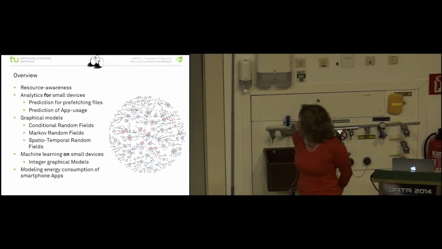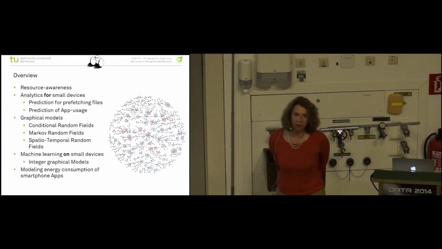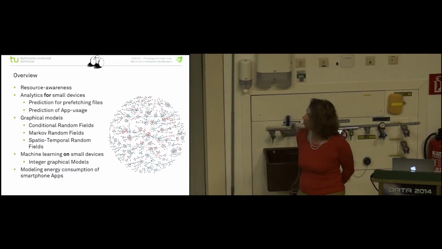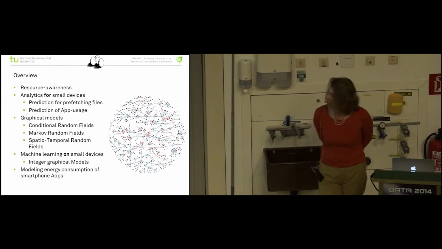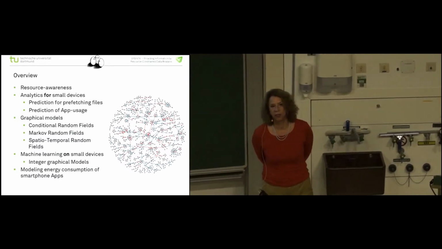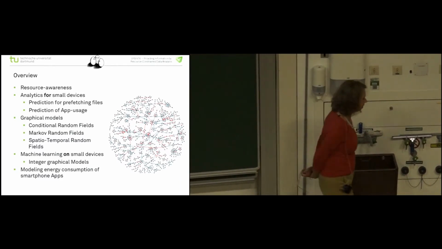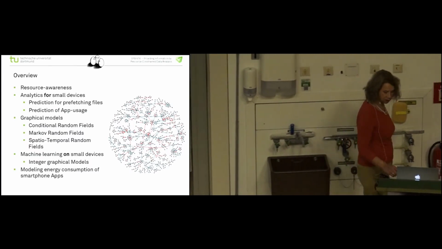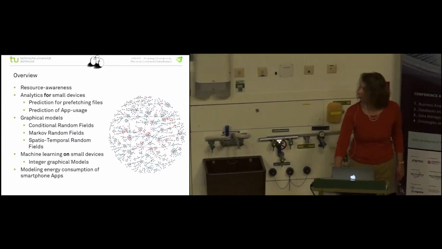And then I turn to machine learning on small devices. That is, we can even use smartphones to do learning of graphical models if we approximate them by integer graphical models. And this all is used by an application which is the modeling of energy use and energy consumption in smartphones.